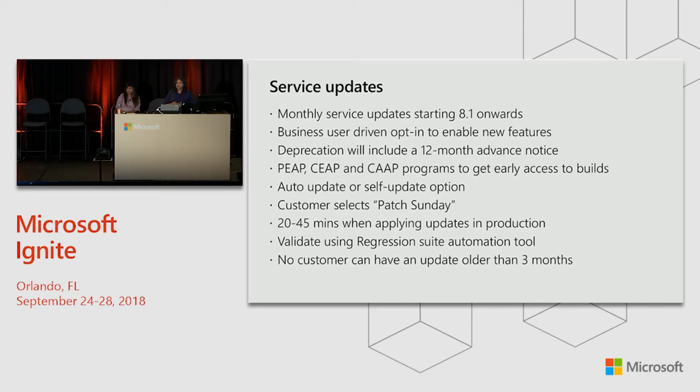Like I mentioned before, the update time is about 20 to 45 minutes. We encourage you to validate using the regression suite automation tool, so that is something that will be available. We will have a requirement that no customer is older than 3 months at that point of time. So that is something that we will bring in, and we would like you to be as up to date as possible. And this is of course primarily for reliability reasons, and we have seen evidence in other places where we don't get enough telemetry signals because they are on older builds, and we are not able to manage the service the same way and keep the same availability that we would like to keep.